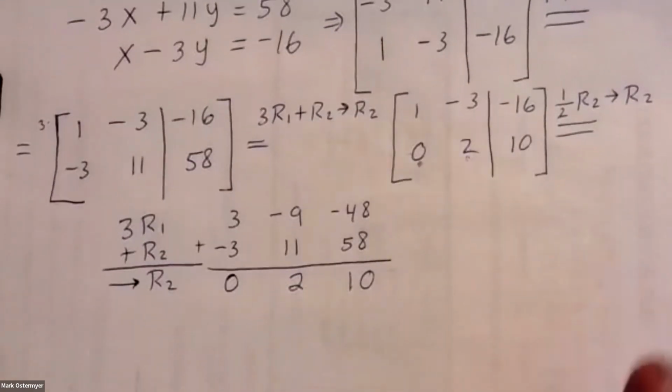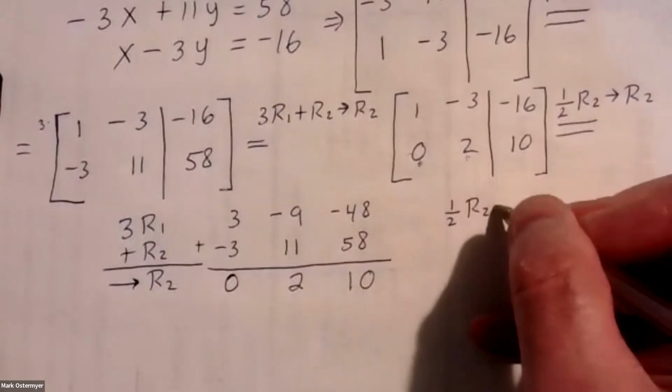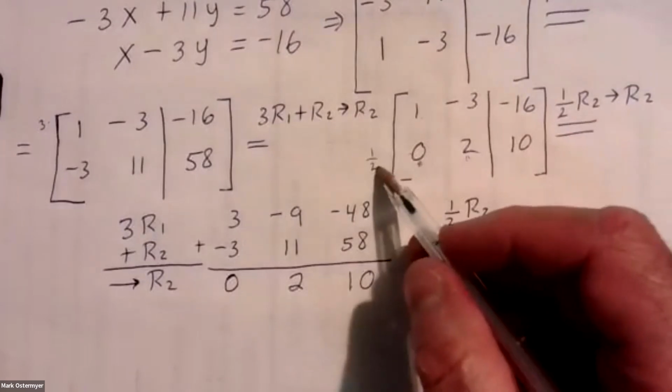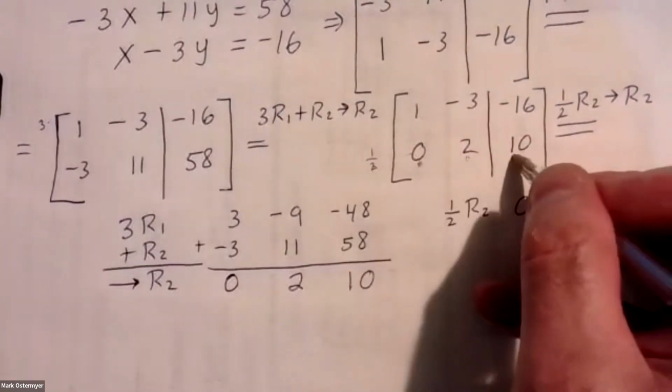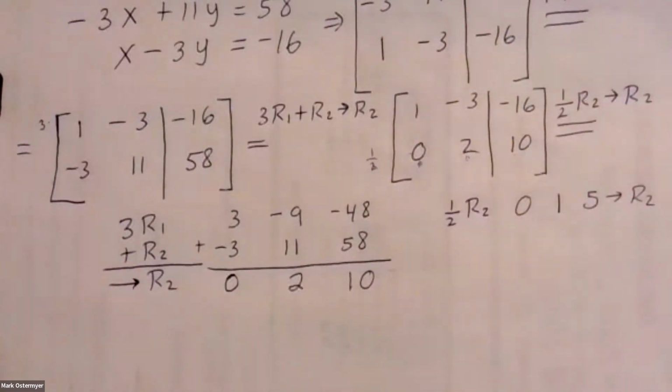All right, so let's do that. When I multiply row 2 by 1/2, what new row 2 do I get? 1/2 times 0 is 0. 1/2 times 2 is 1. 1/2 times 10, 1/2 of 10 is 5. This is going to be my new row 2. So let's update our matrix now.